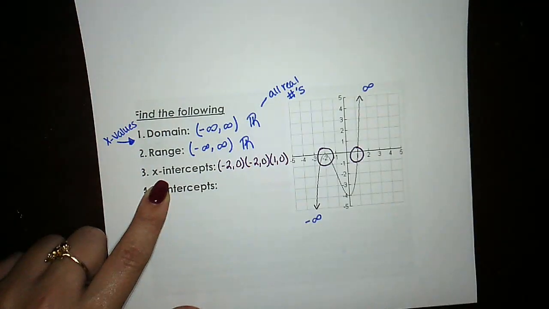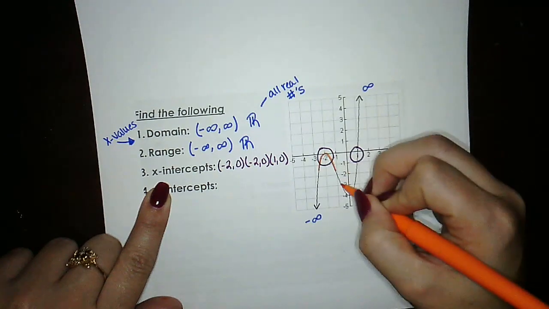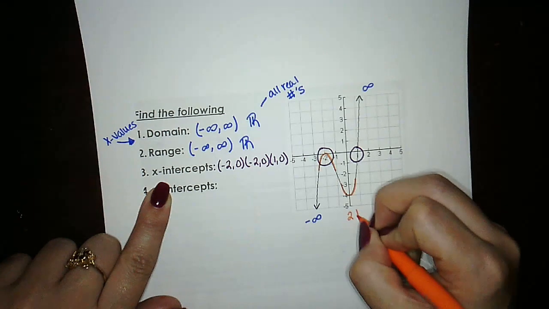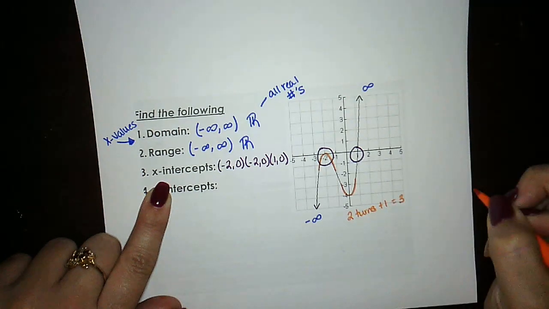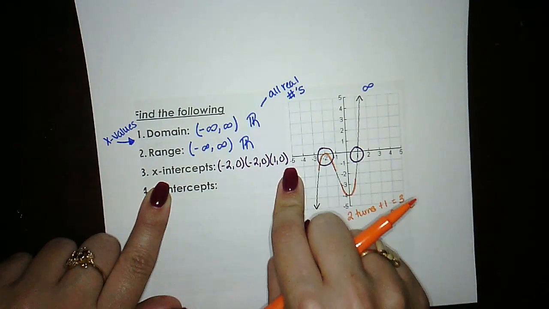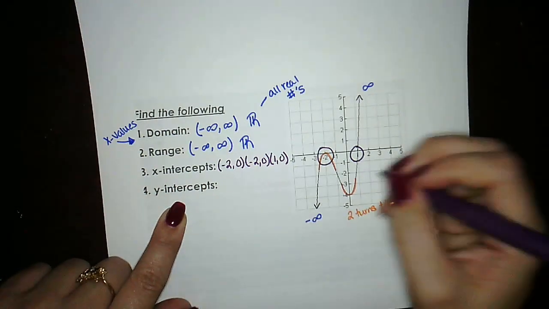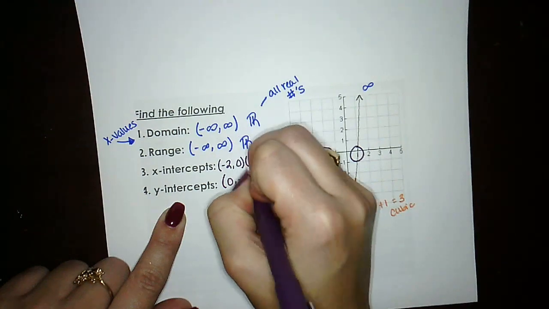And again, my number of turns will tell me how many solutions I'm going to have. So I have 2 turns plus 1 makes it have 3 solutions. This is a cubic function, and that's how many x-intercepts I have. Then we look and see where it crosses the y-axis, and it crosses here at -4. So it's (0, -4).